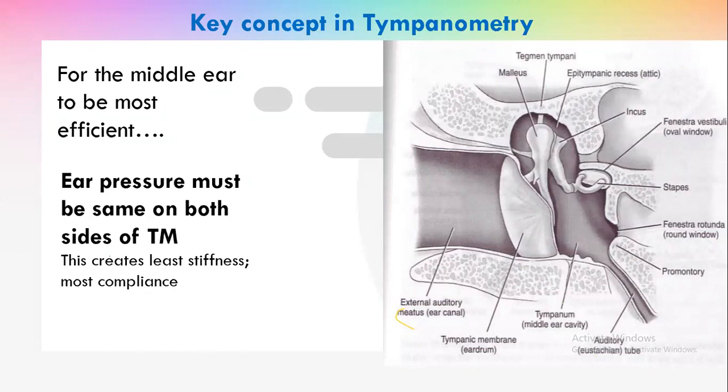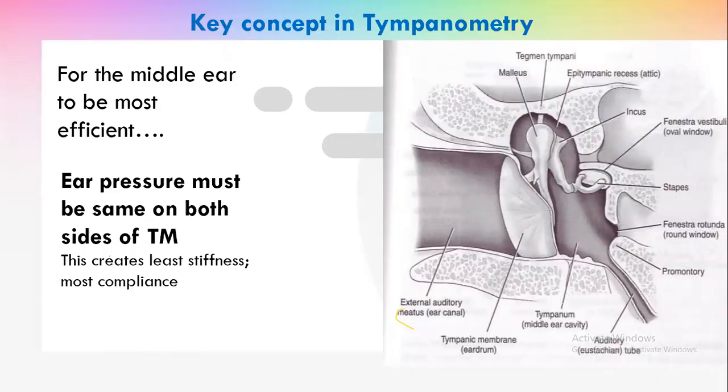Ear pressure must be the same in order to pass all the energy from the external ear to the middle ear and to the inner ear. The pressure in the external ear and the middle ear should be the same from both sides. At this time, this creates the least stiffness and the most compliance. That means sound energy will pass easily to the middle ear.